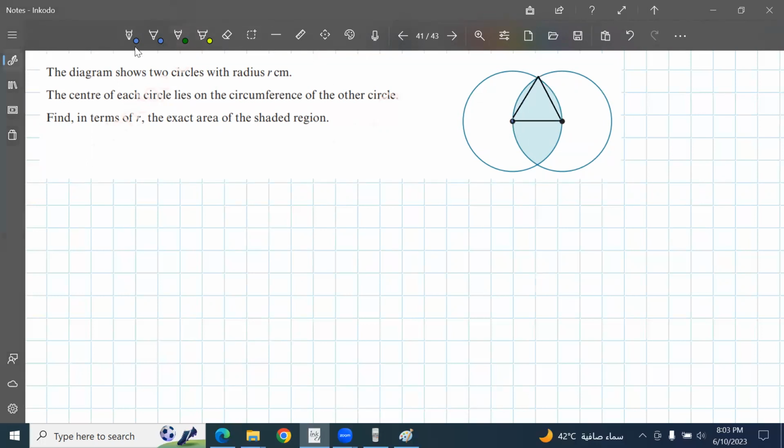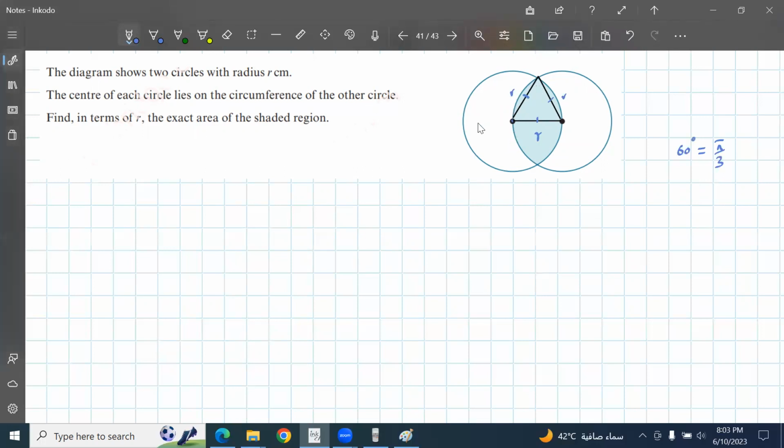If they all are equal, we can say that they all are R, R, R, which means it is an equilateral triangle. Now what? Remember that in an equilateral triangle, all angles are equal, meaning 60 degrees. So 60 degrees is equal to pi over 3 in radians. So each angle is pi over 3.